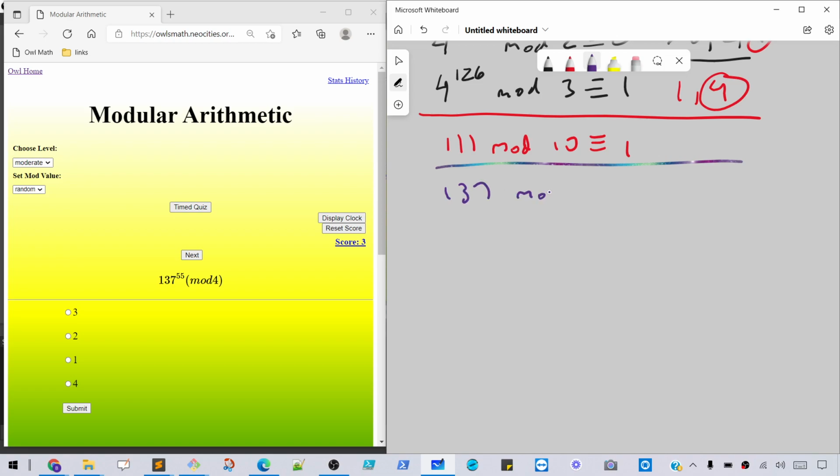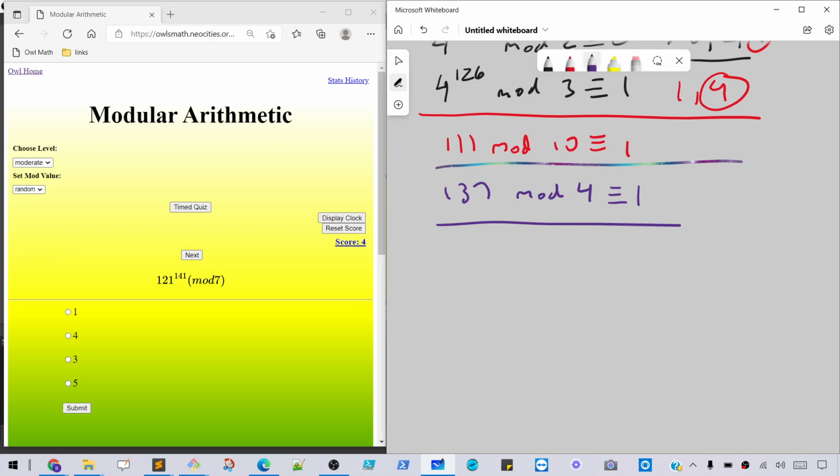137 mod 4. Oh, we're getting a lot of things that are 1, which is not making this very interesting. 137 mod 4 is 1, and 1 to the 55 is 1. All right, sorry, we'll keep going. Try to do better next time.